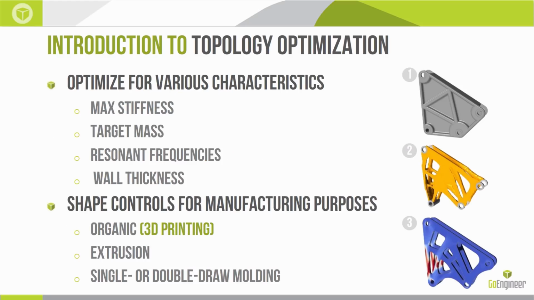Inspire optimizes for different characteristics. It can optimize for the maximum stiffness. You can target a mass. If you're trying to work around resonant frequencies, you can take those into account. And you can also optimize for wall thickness.